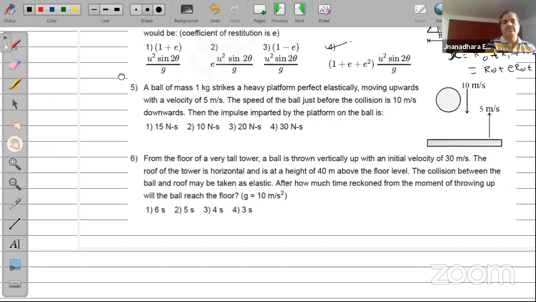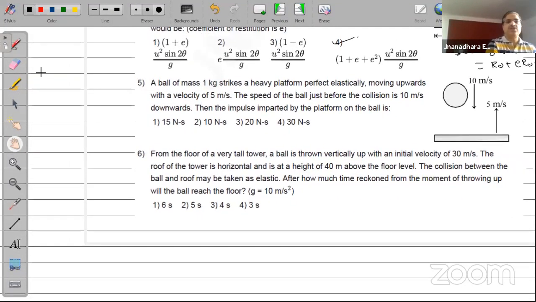Okay. Let's do the fifth question now. A ball of mass 1 kg strikes a heavy platform, perfectly elastic. Keep an eye on this. The platform is moving upwards with a velocity of 5 meters per second. The speed of the ball just before the collision is 10 meters per second downwards. Then the impulse imparted by the platform on the ball is?